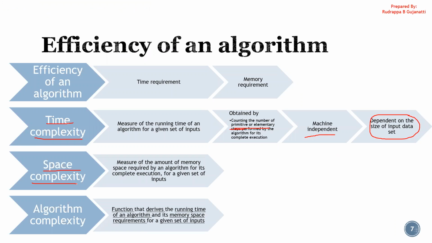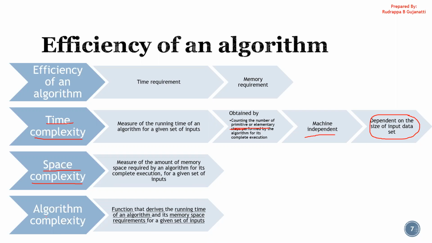Next is the space complexity. Space complexity pertains to the memory space requirement. In this case, you try to measure the amount of memory required for the algorithm to complete its execution. You provide a given set of inputs, and for that given set of inputs, how much memory does the algorithm consume to complete its execution? That information gives you the space complexity.